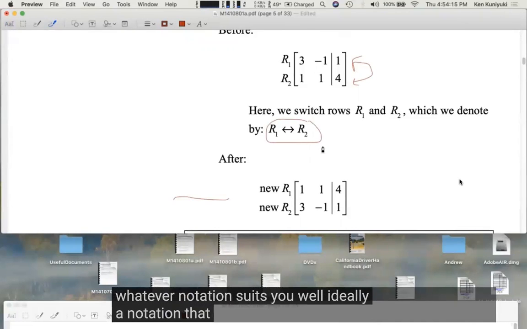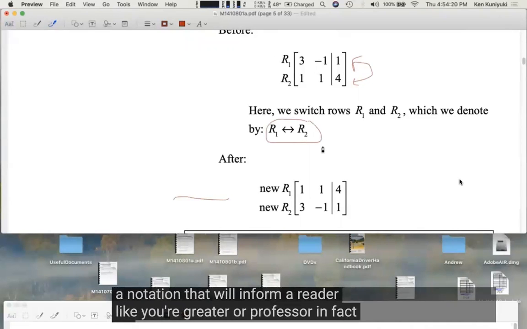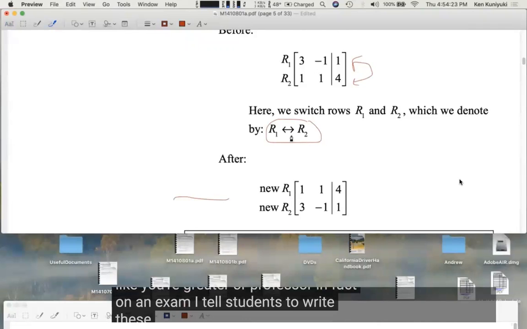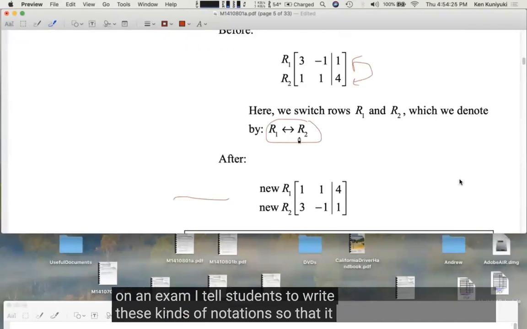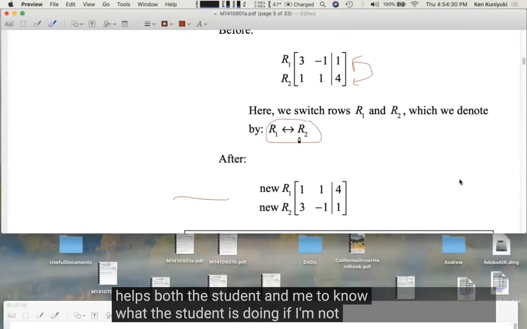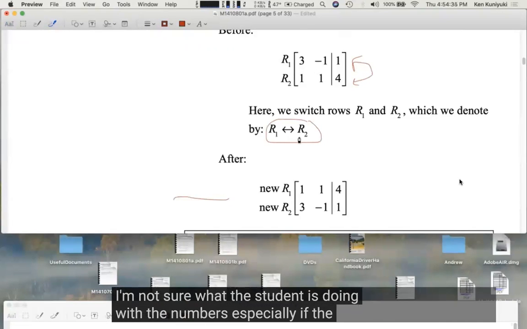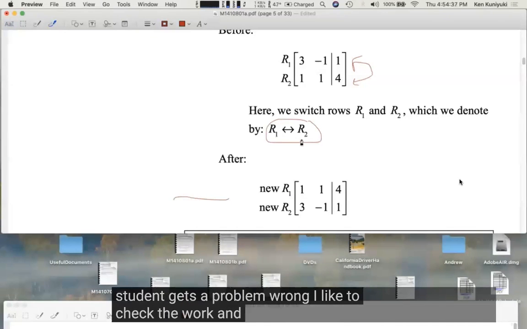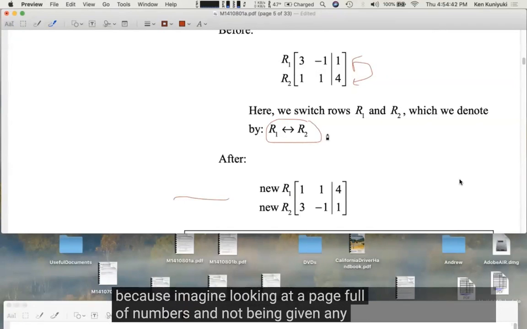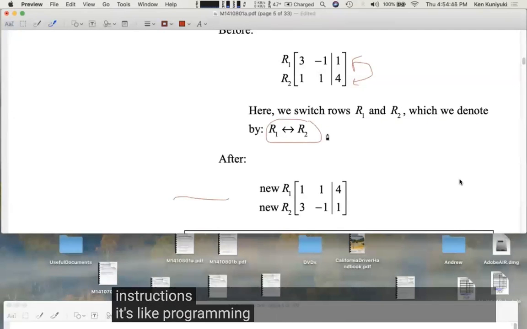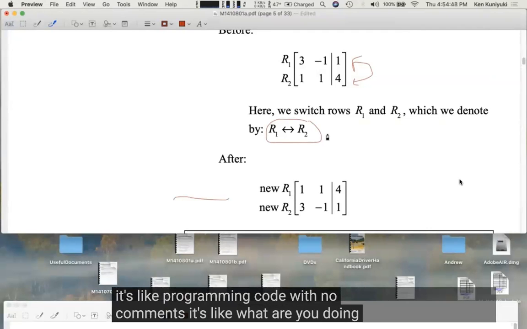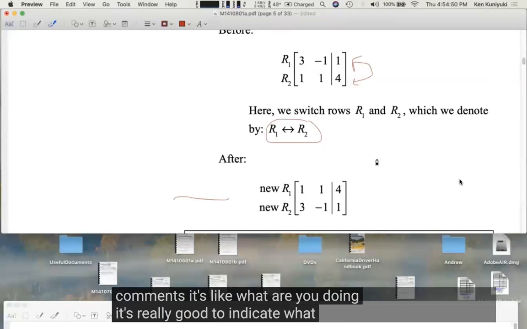Ideally, a notation that will inform a reader, like your grader or professor. In fact, on an exam, I tell students to write these kinds of notations so that it helps both the student and me to know what the student is doing if I'm not sure what the student is doing with the numbers. Especially if a student gets a problem wrong, I like to check the work, and this helps me a lot. Because imagine looking at a page full of numbers and not being given any instructions. It's like programming code with no comments. It's like, what are you doing? It's really good to indicate what you're doing.